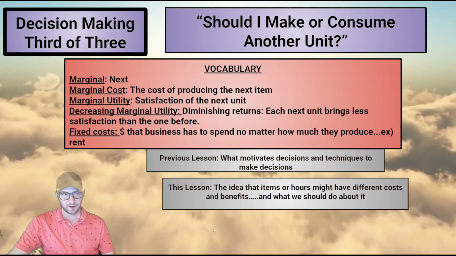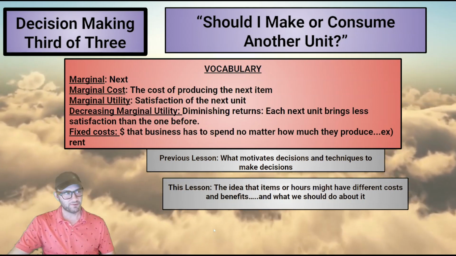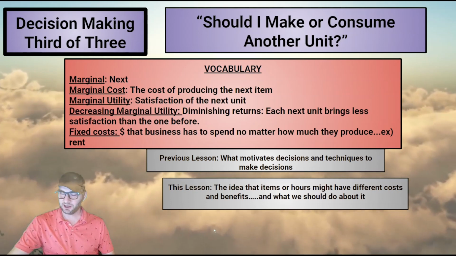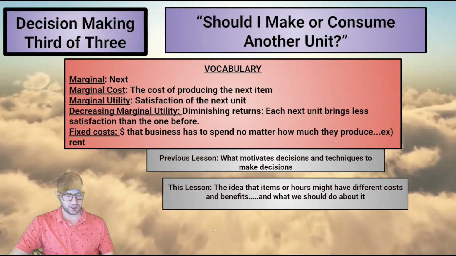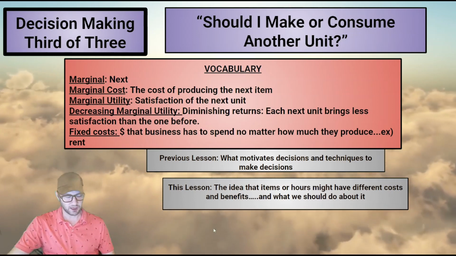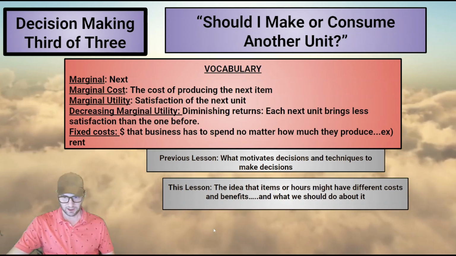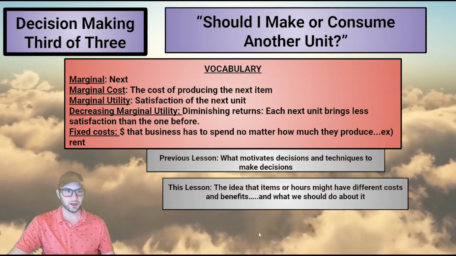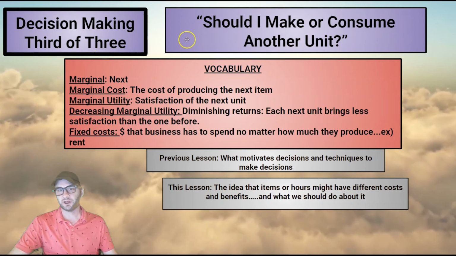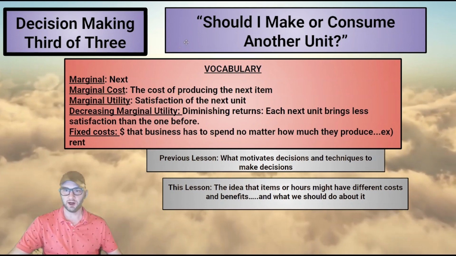As an aside, this is one of those things where if people are just copying the notes, this is a lecture. Very few people can understand it fully just by the notes, and if you can, good for you. This is one of those things that you've got to kind of talk through a little bit. So let's get to it. Decision making, 3 of 3. Should I make or consume another unit?